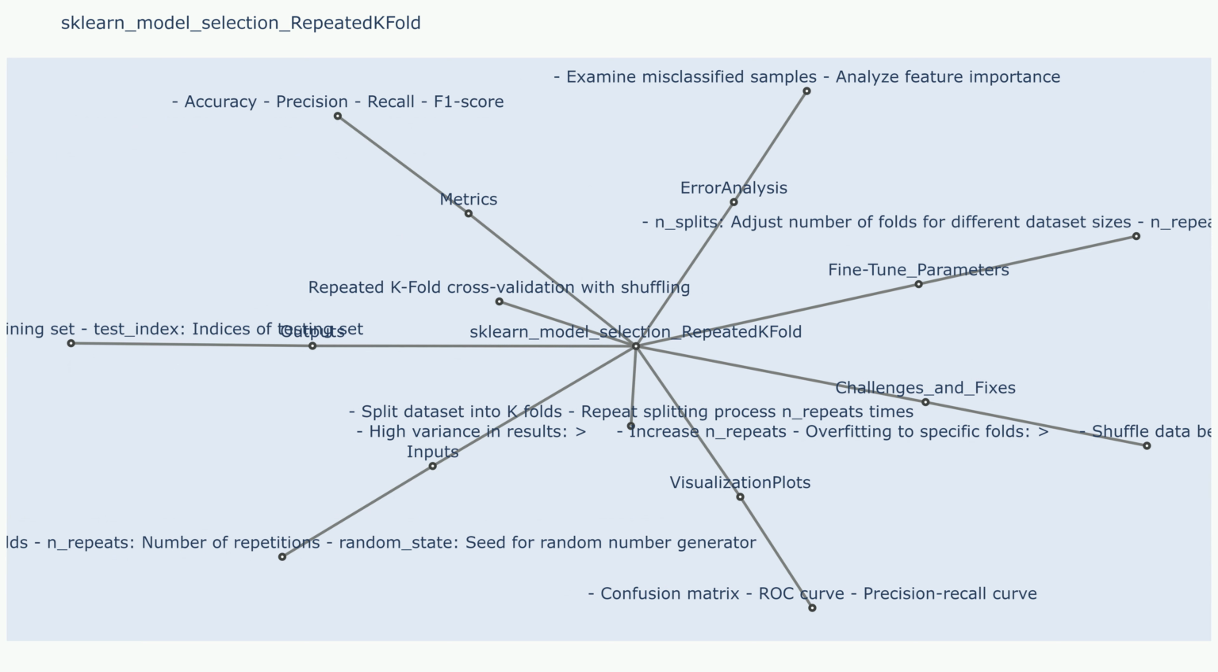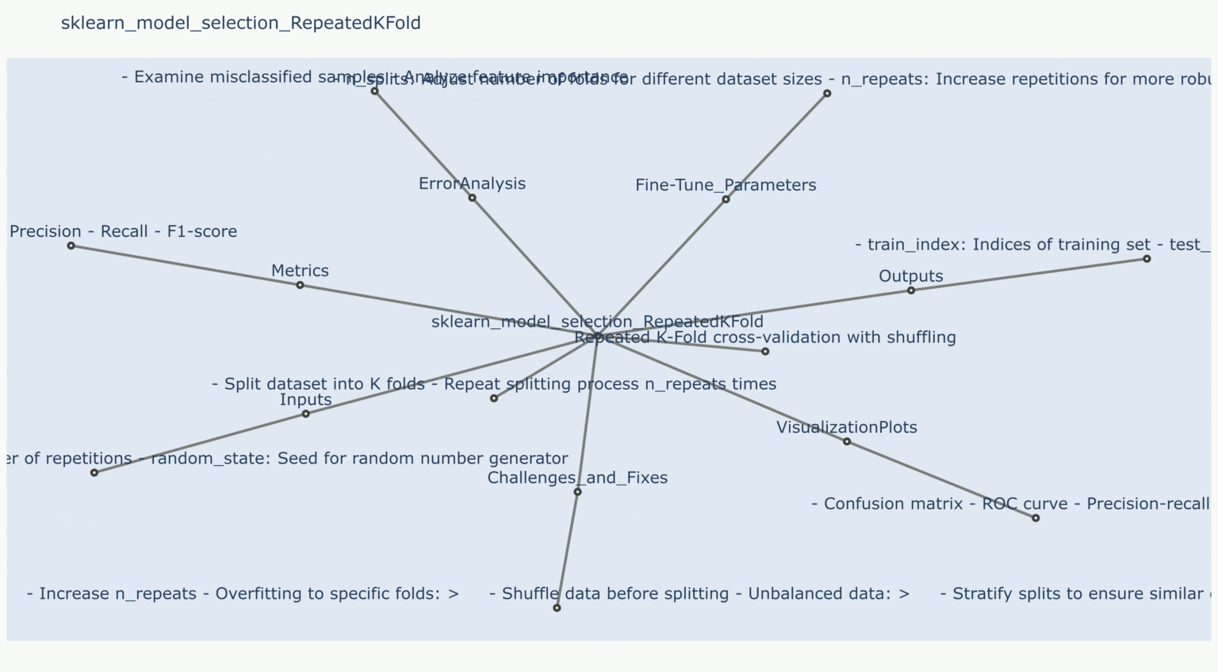Challenge 1. Oversampling in certain folds when using repeated K-fold. It is possible that some folds may end up with a higher proportion of certain classes than others. Sample use case that resulted in challenge 1: a dataset with a significant class imbalance, where one class is much more frequent than the other.